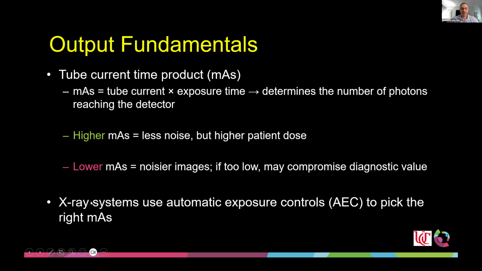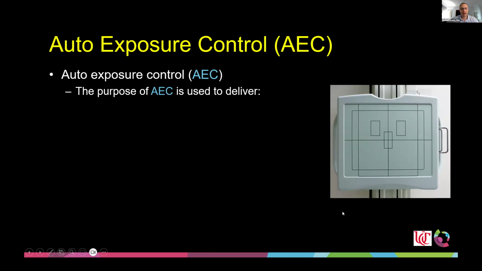In modern X-ray imaging, we use automatic exposure controls, or the AEC system, to select the proper MAS every time we image a patient. And so you've seen this all the time when you look at the chest bucky, or even in the table, you have these ion chambers that are placed behind the cover, and they measure how much radiation is passing through the patient during the exposure. And they will turn off when they receive enough radiation to the detector.